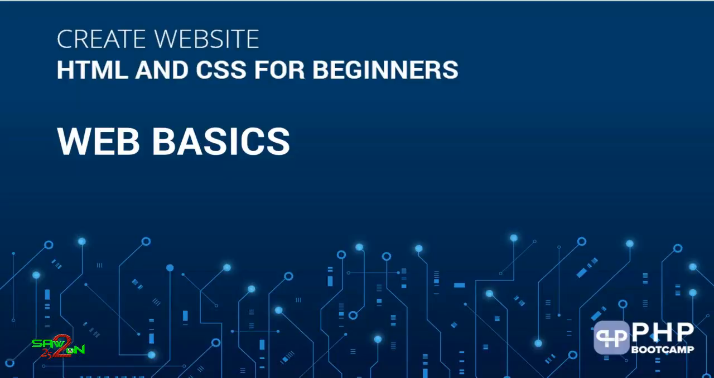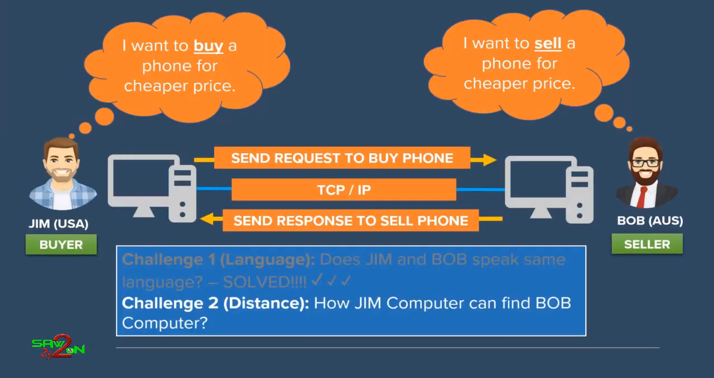Hello and welcome to the lecture. Let's understand what the internet is. So let's look at the problem that we are solving here. We have solved the first challenge, the language challenge: how Jim and Bob can speak the same language. Now Jim and Bob agree on the same language and then they communicate.